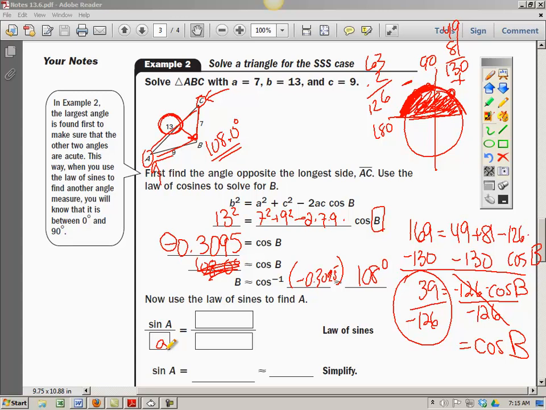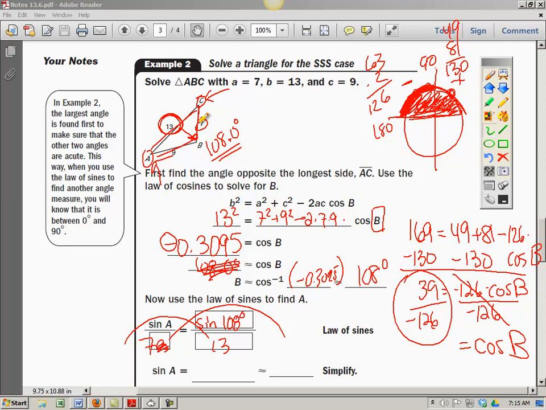So the sine of A over A is going to be equal to the sine of angle B, which is 108 degrees, over the length of side B, which is 13. Again, cross multiply, we end up getting A times the sine of 108 is equal to 13 times the sine of A. And so again, side A is 7. Okay, we already knew that. It's up here.